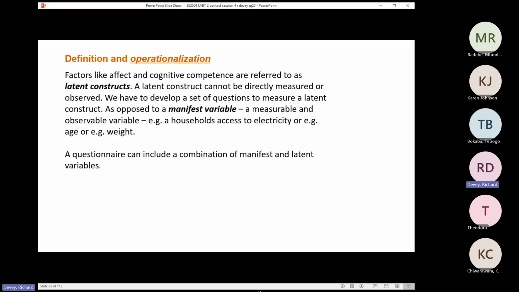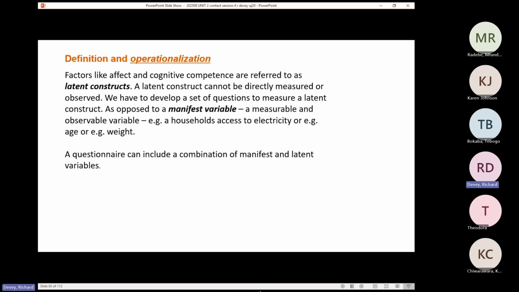Factors like affect and cognitive competence, which we'll see later, are referred to as latent constructs. So a latent construct can't be directly measured or observed. We have to develop a set of questions to measure the latent construct, and we'll look at examples in a minute. And that's different to a manifest variable, which is measurable and observable.